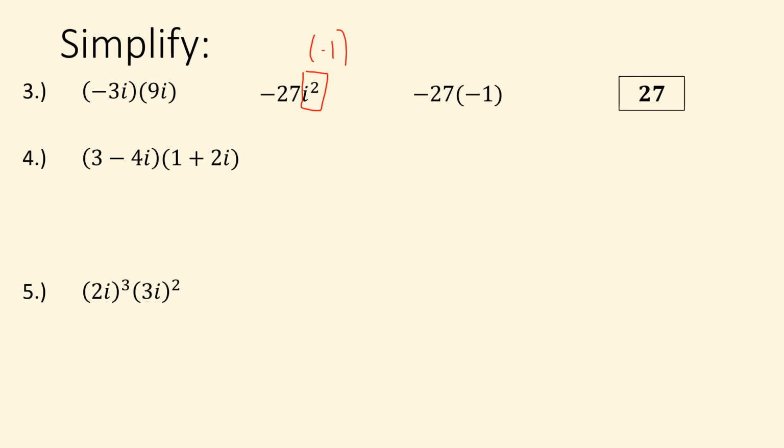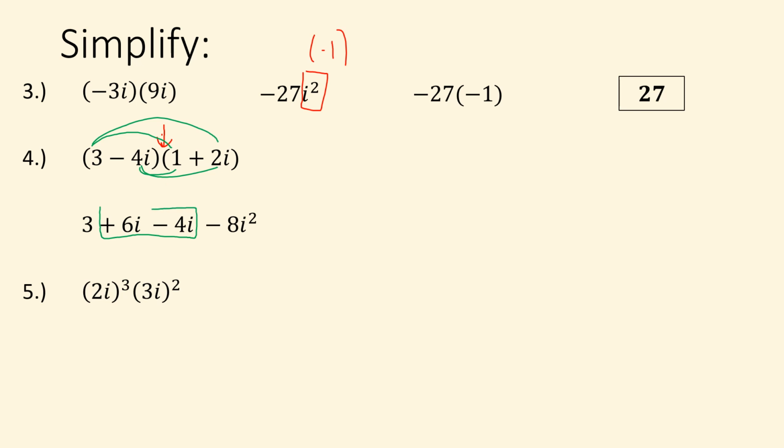Number 4, it's different than the ones we had on the previous slide because there's no plus or minus in between those two parentheses. They're just right next to each other, which means we're going to have to FOIL these two. Okay, we're going to do first, outside, inside, last. FOIL them out and we get this. Okay, once we FOIL, we're going to combine like terms.